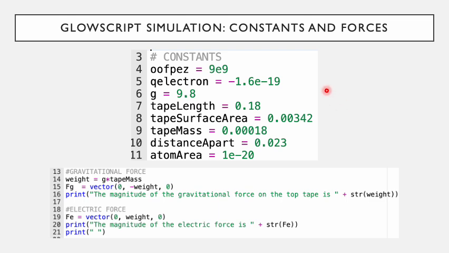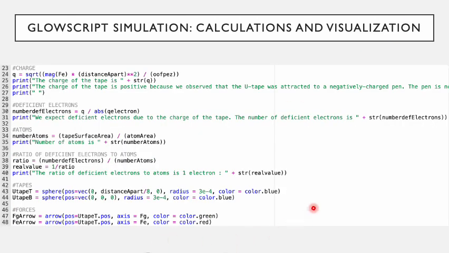Here are some constants and forces that we're calculating. So here are the constants, here are the forces, gravitational force and electric force. In this part of code, we're just calculating and visualizing said calculations. All of this right here is going to be calculations of charge, deficient electrons, atoms, and ratio of deficient electrons to atoms, which we found earlier.